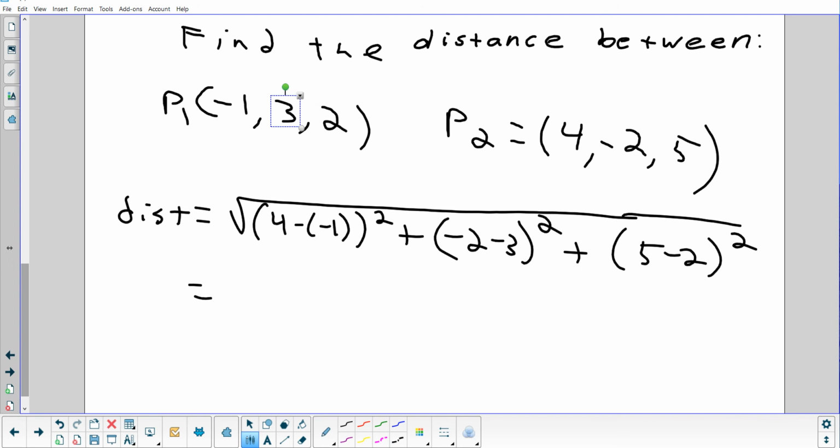Francesco, what's 4 minus -1? And then when you square it, 25. Okay, so we get 25. And Eli, -2 minus 3. -5. And when you square it, 25. 25 again. And Casey, 5 minus 2. And when you square 3, 9. So the distance between these 2 points is the square root of 59.